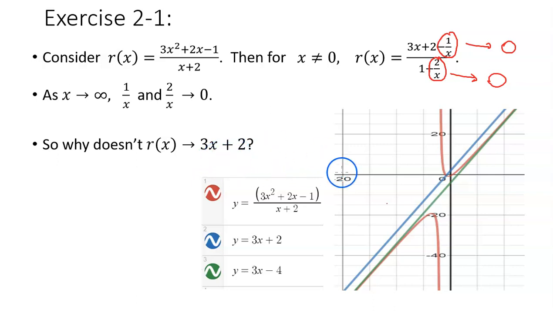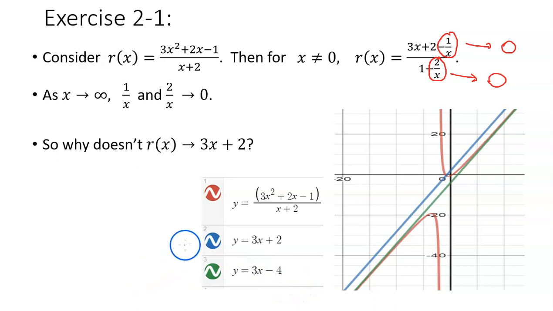I mean, if you don't believe me, we can see the graph of it right here. This blue line is the line y equals 3x plus 2. The green line is the line y equals 3x minus 4. And the red curve is the function r of x. And we can clearly see that r of x is getting closer and closer to y equals 3x minus 4.